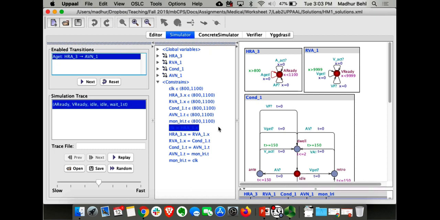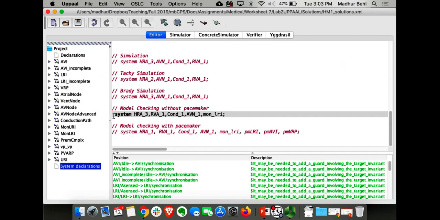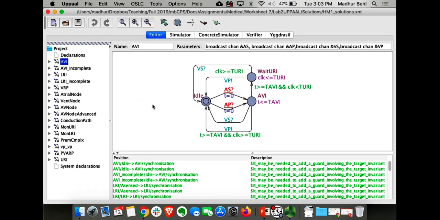Okay. So final example, just so that when you open up your homework, you know what is going on. In your homework, you will have a model which now has everything. You have a monitor, you have the 4 nodes of the heart, and then you have a pacemaker too. In fact, I have given you the templates for the pacemaker, except one. Right? So this, which I won't go over, is going to monitor the A to V interval or the AVI interval, and if that is not met, it will issue a V-pace signal.